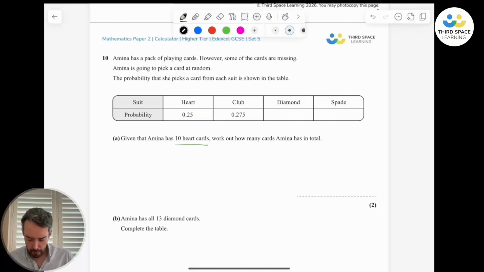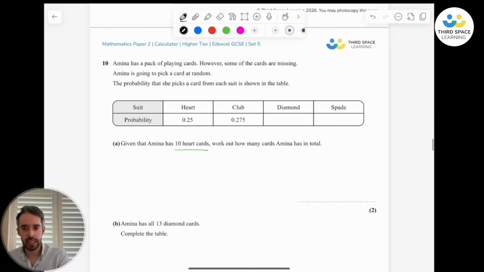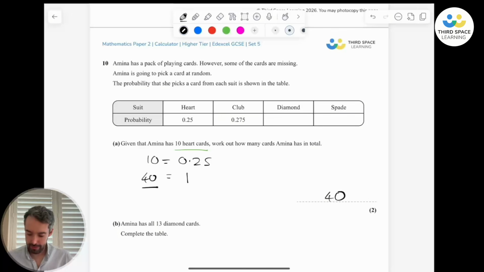Right, well, how should we tackle this? We've got 10 heart cards, so 10 out of a total number is going to be 0.25. So 10 cards represents a quarter of the pack. So what would the whole pack be? It's going to be 4 lots of that, isn't it? It's going to be 40. So there must be 40 cards altogether. 1 mark for something that suggests that 10 is a quarter of all the cards, and then 1 mark for the final answer.